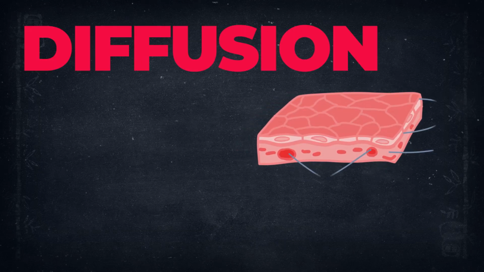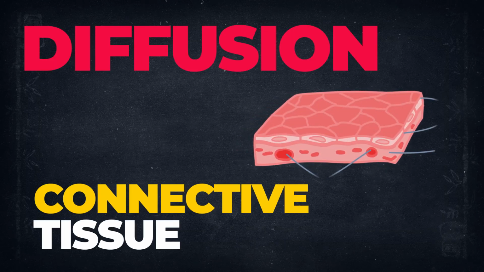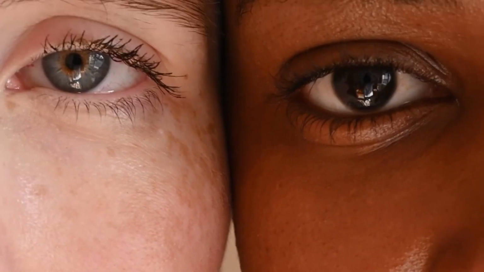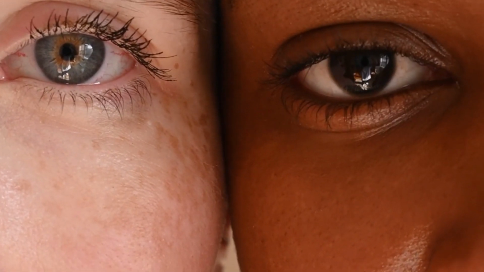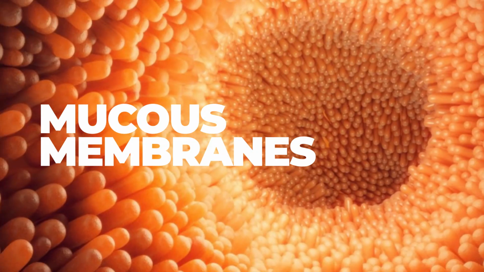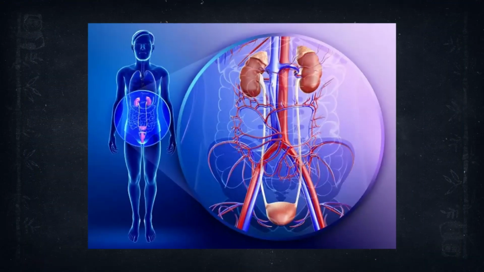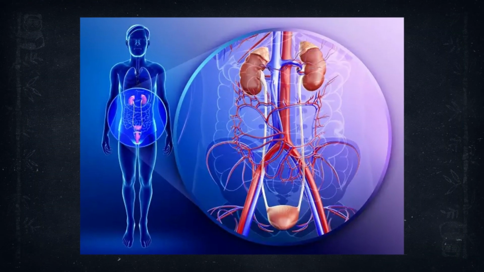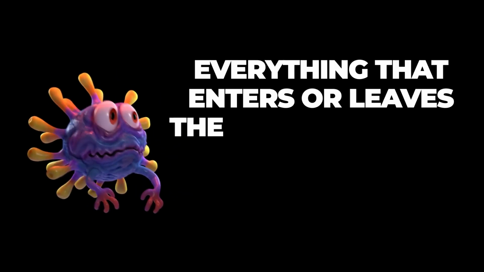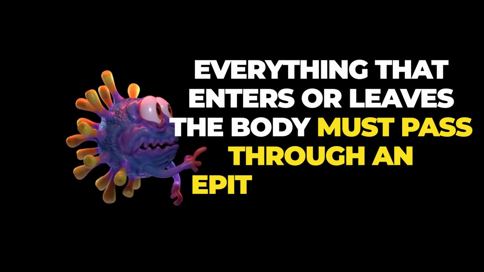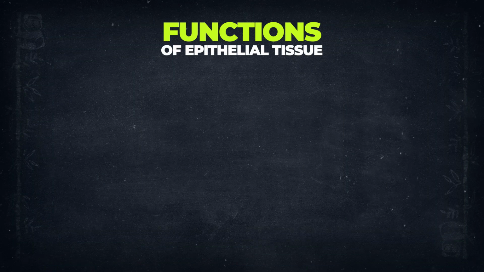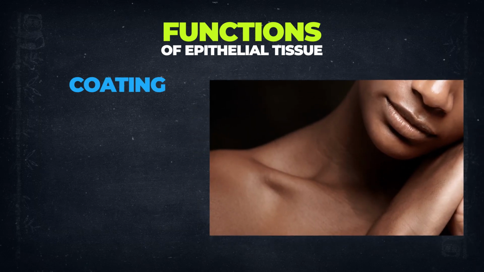So its nourishment comes through diffusion from blood vessels located in another tissue, the connective tissue, which we'll talk about in another lesson. This epithelial tissue, in practical terms, is what forms the skin and the mucous membranes that line the internal surfaces of the intestines, blood vessels, and excretory ducts, as well as various other specialized structures. So, in general, we can say that everything that enters or leaves your body must necessarily pass through epithelial tissue.